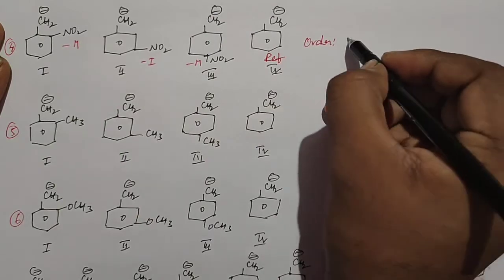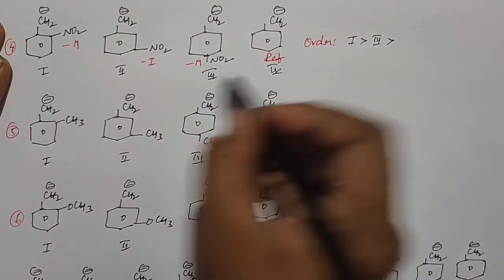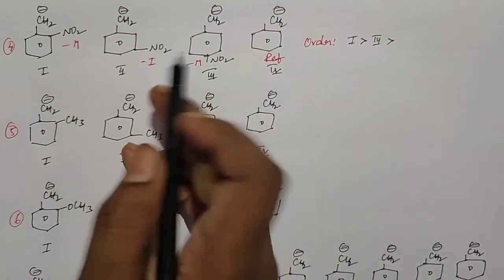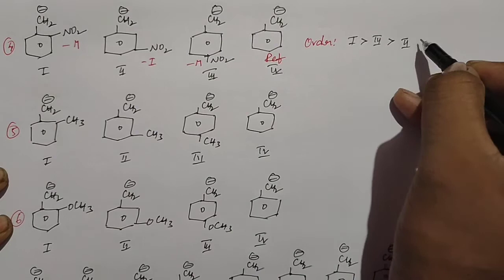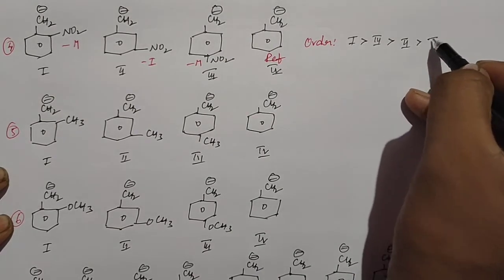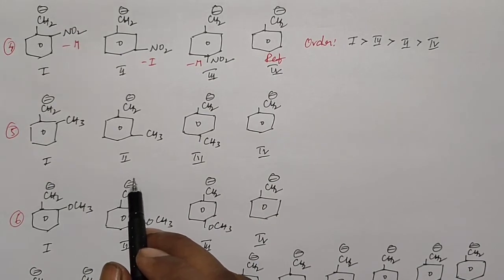So the first structure is more stable than the third structure due to the minus I effect. In the second structure, NO2 shows the minus I effect, so it is the next priority for the minus I effect, and at last the reference structure. So this is the order of priority of the given 4 structures.